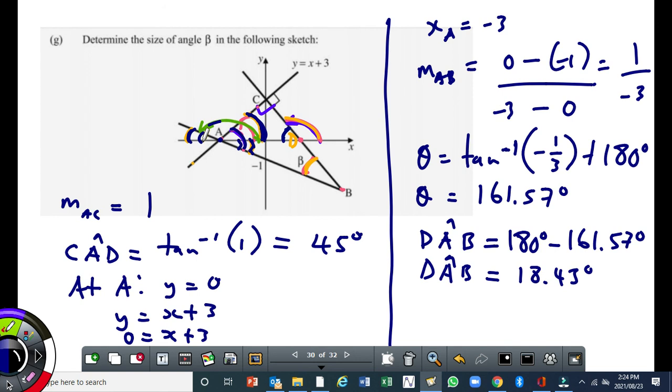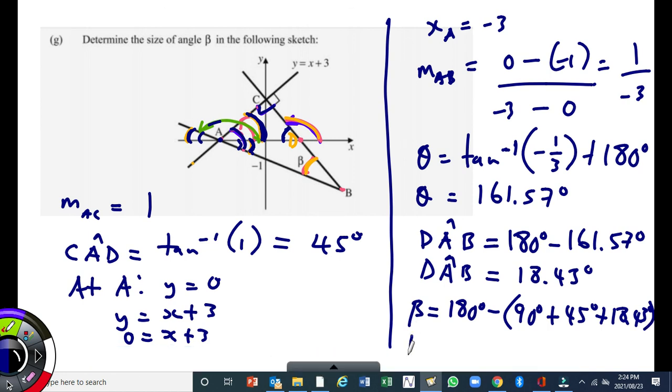So now that I know that this angle is 18.43, I've calculated this angle here, and it's 45, and this angle is 90. It therefore means that I can say beta will be equal to 180 minus 90 degrees plus 45 degrees plus 18.43 degrees. What answer do you get there? 26, okay? So that will be the value of beta.